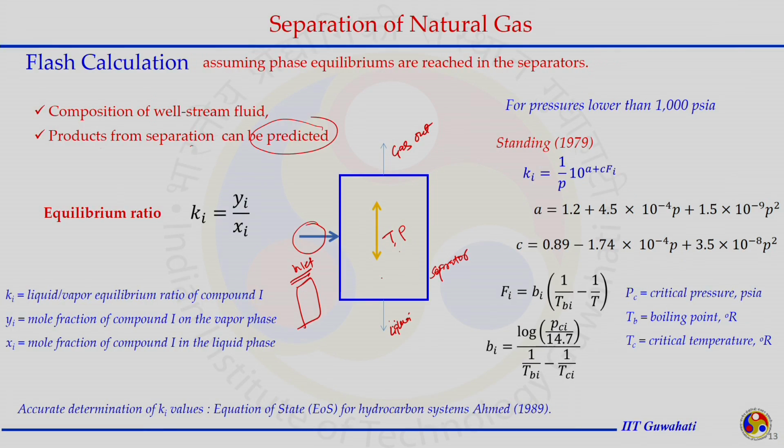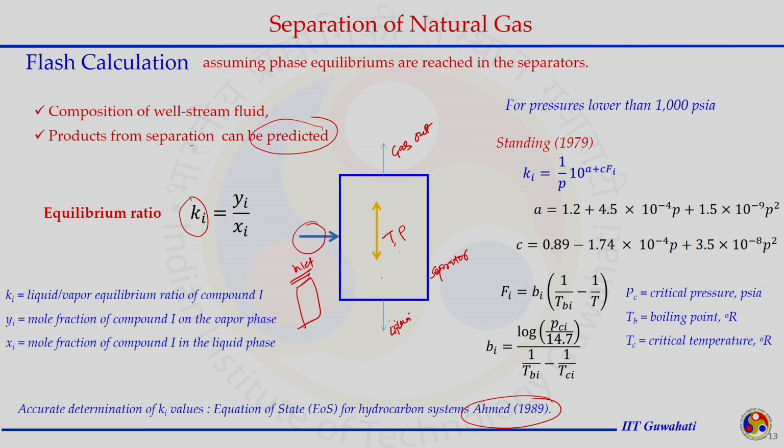So, let us say Ki is defined as Yi by Xi. I want to know Ki. How to know Ki? That is another question that can be estimated with the help of equations of state for a hydrocarbon mixture. Those were developed by Ahmad in 1989.